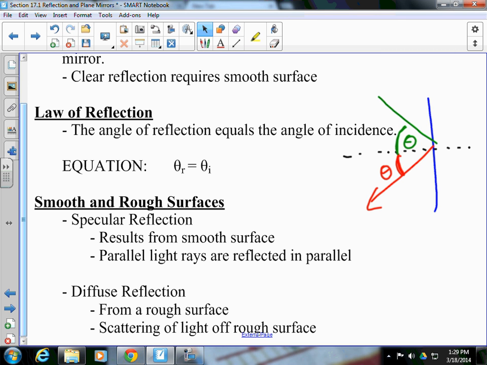Diffuse reflection comes from a rough surface, where the surface is kind of jagged. A reflector on a bike has these small areas where it's kind of bumpy and helps reflect light in multiple scattering ways rather than just one way. So we have specular reflection and diffuse reflection.